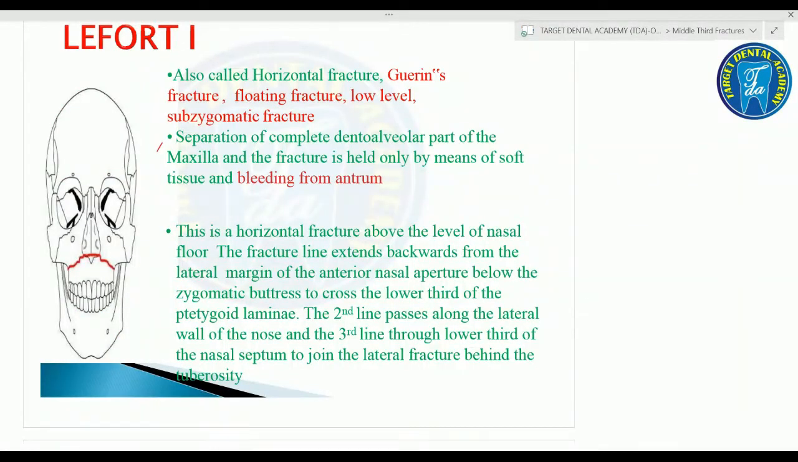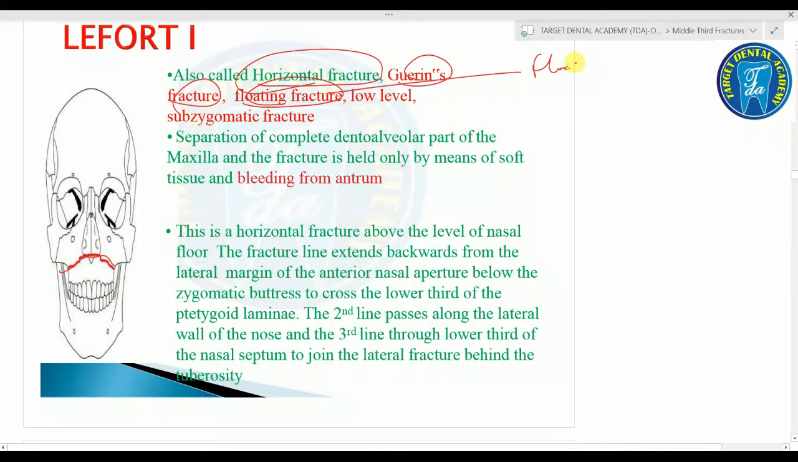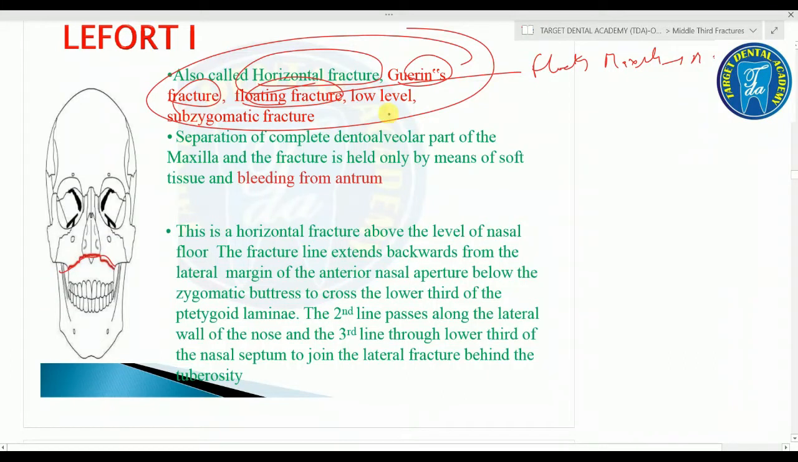Starting with the Le Fort 1 fracture. It is also called a horizontal fracture because it passes horizontally. It is also called Guerin fracture, and it is also known as floating fracture or floating maxilla. Very important for your MCQ. This is called a low level fracture because the fracture line is at a lower level than that of the skull. It is called a subzygomatic fracture because the fracture line lies below the zygomatic bone. So these terminologies are very, very important.